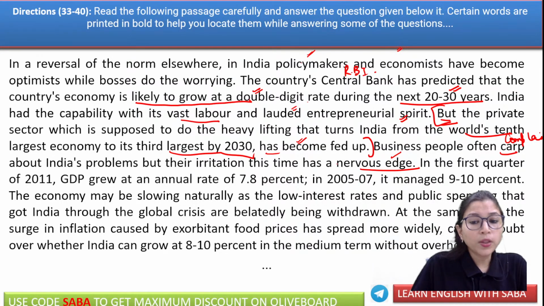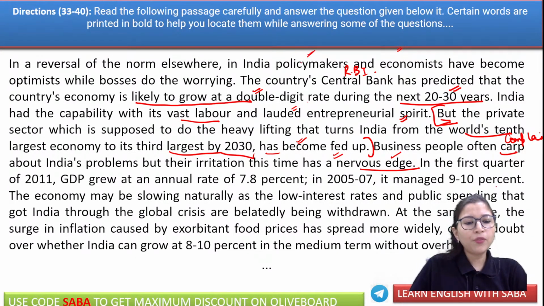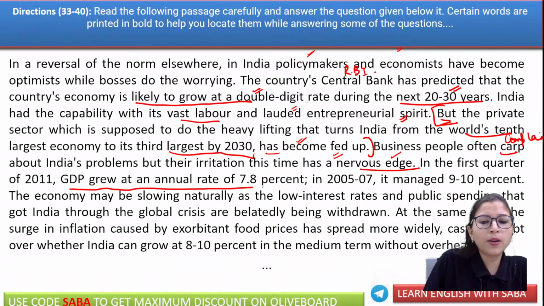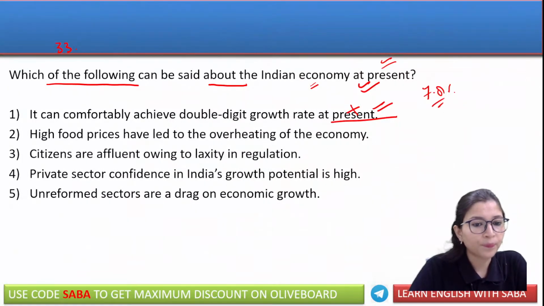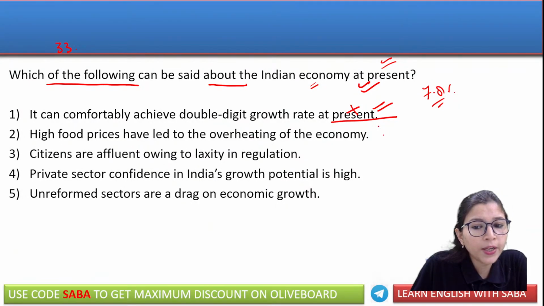Okay. सो now they are quite, मतलब पहले भी वो नर्वस होते थे, कंप्लेन करते थे, बट उनकी नर्वसनेस अब ज्यादा हो गई है. In first quarter of 2011 GDP grew at an annual rate of 7.8%. In 2005 to 7 it managed 9 to 10%. अगर अभी देखा जाए तो ये बहुत कम हो गई है. So that's why you can't say that is the correct answer. क्लियर एवरीवन?